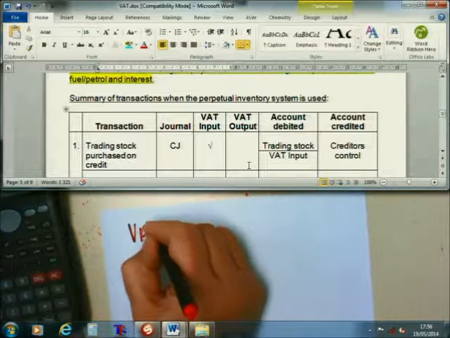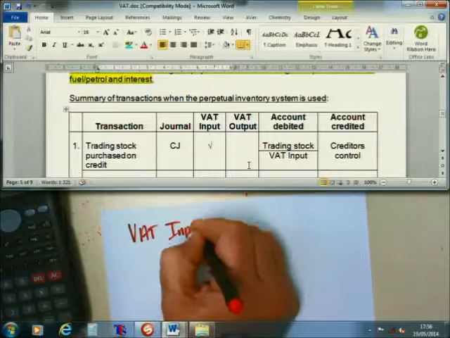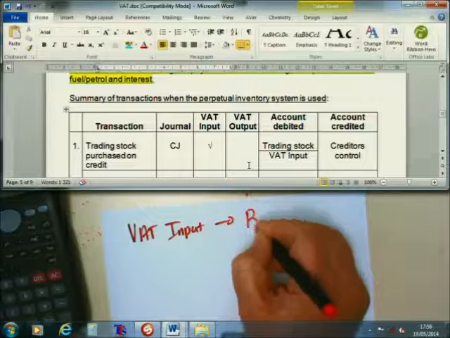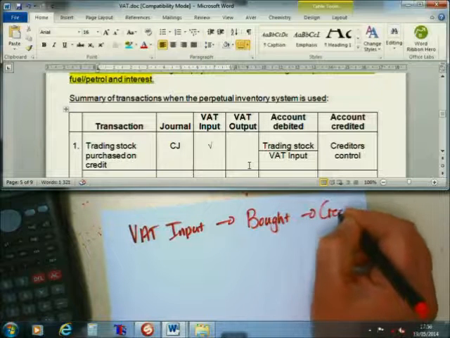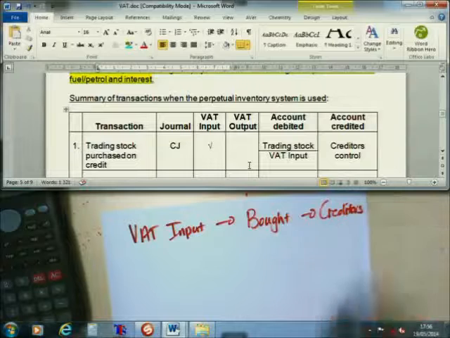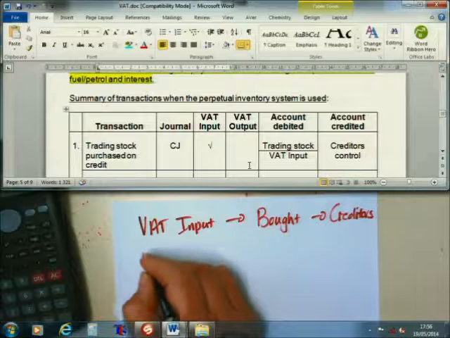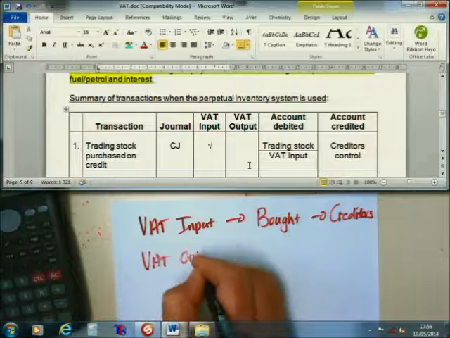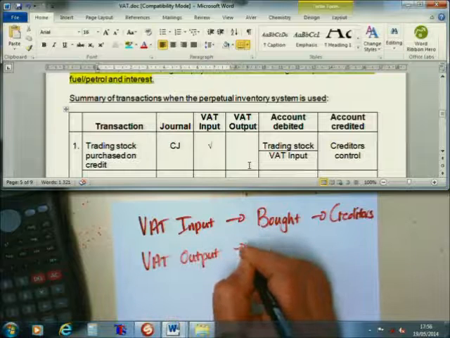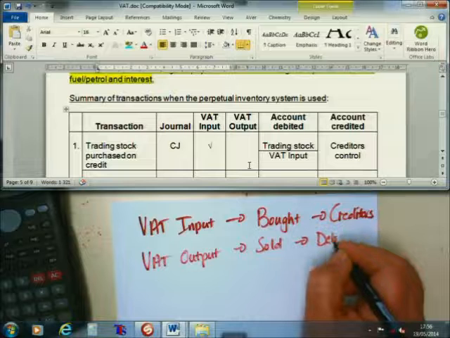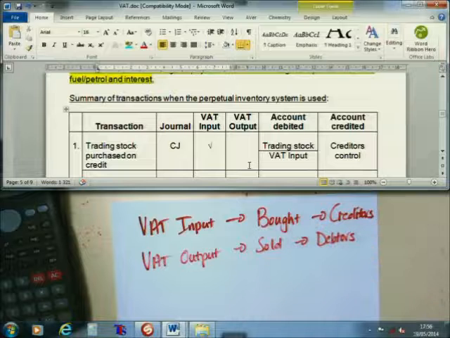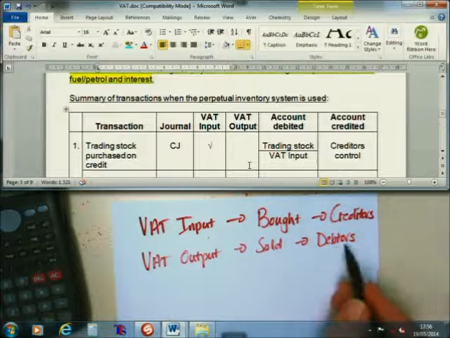VAT input is when we bought and the goods come in and we bought from our creditors. VAT output is when we sold and we sold to our debtors. So input is creditors, output is debtors.